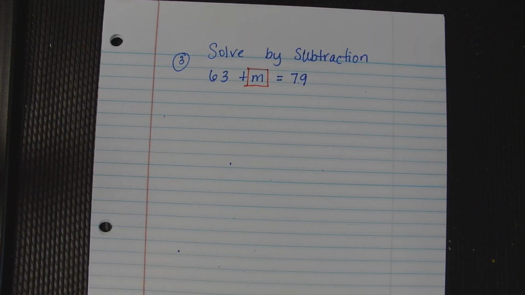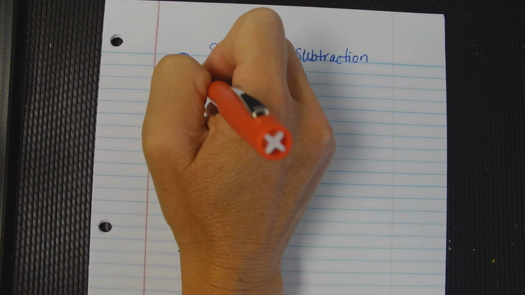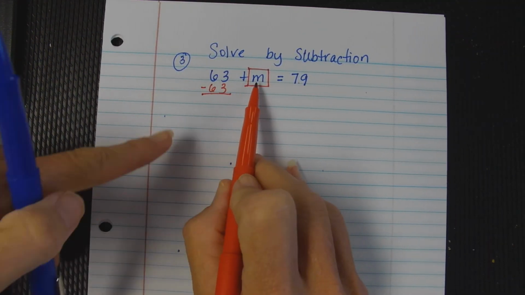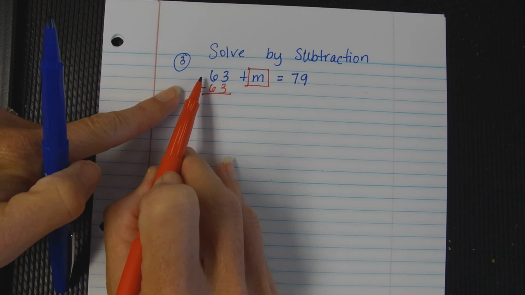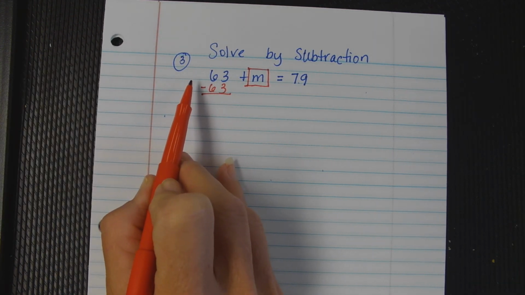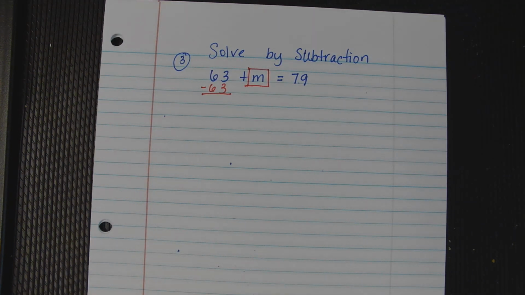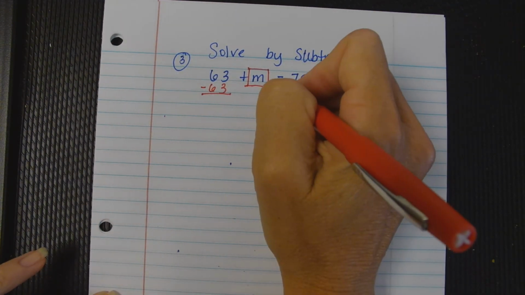How do we do this? Who's got it? Nate, tell me what to do. First you subtract 63. Okay, why am I subtracting 63? Right, I'm adding, but 63 is positive, so what's the opposite of a positive 63? Negative. What I do on one side, I'm going to do on the other.